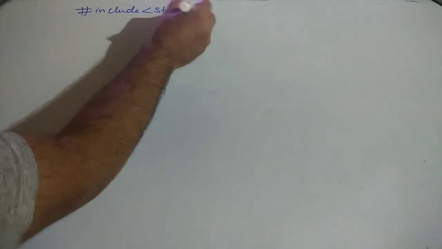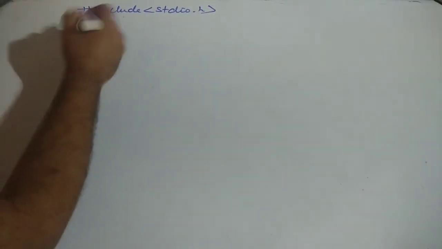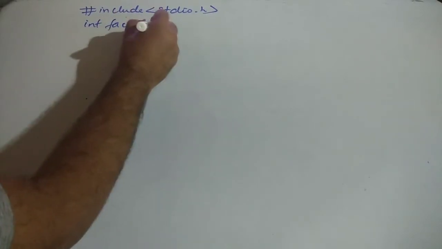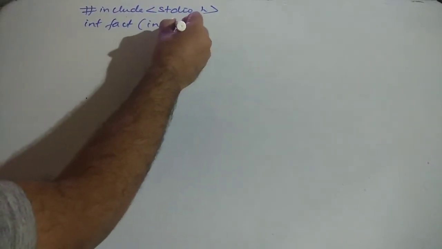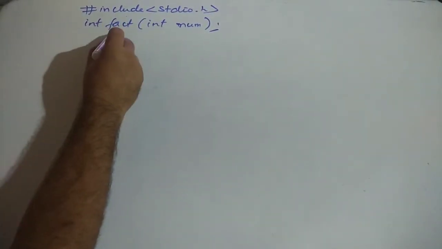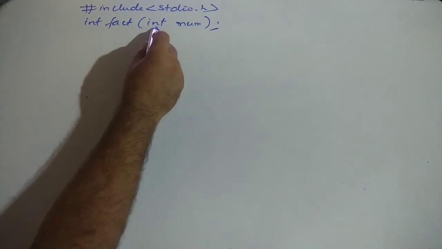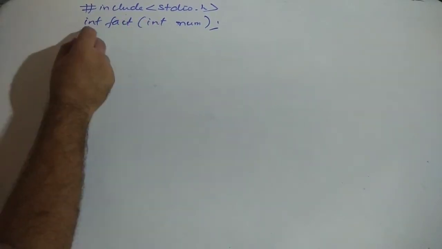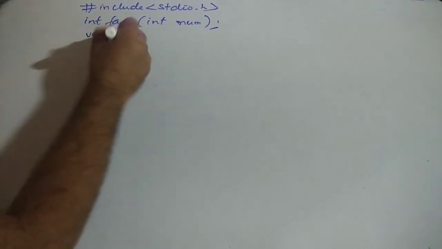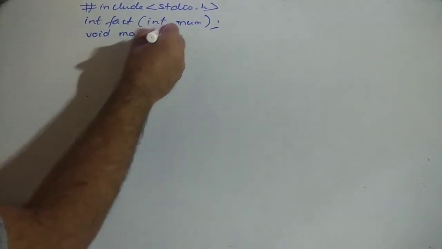So first, I'll write the header file. Hash include stdio.h. Then I need to write one function declaration. So I'll say int fact, and take one parameter, int number. Is it clear? So here fact is the name of the function which takes one integer parameter and returns an integer value. Yes. Next we go for the main function.